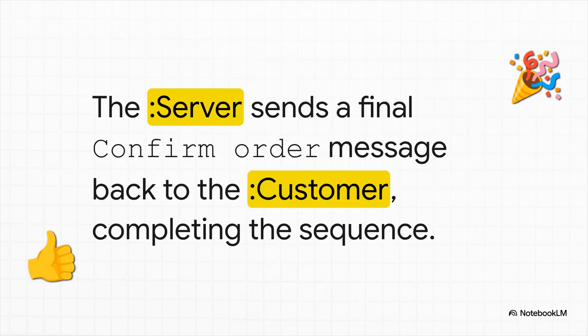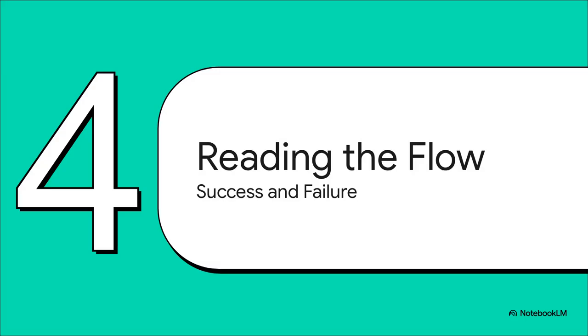And just like that, the whole sequence is complete. See how clean that is? It lays out the entire flow from start to finish. Okay, that makes perfect sense. It's super clear. But that's the happy path, right? That's when everything goes perfectly. What happens when things go wrong?